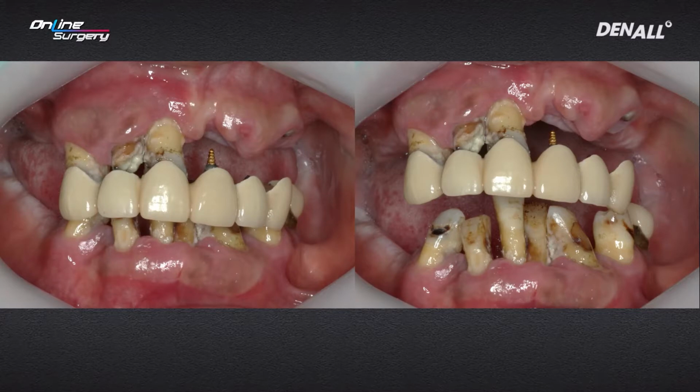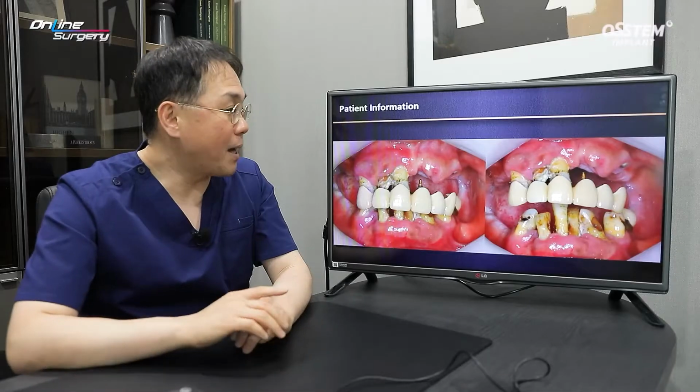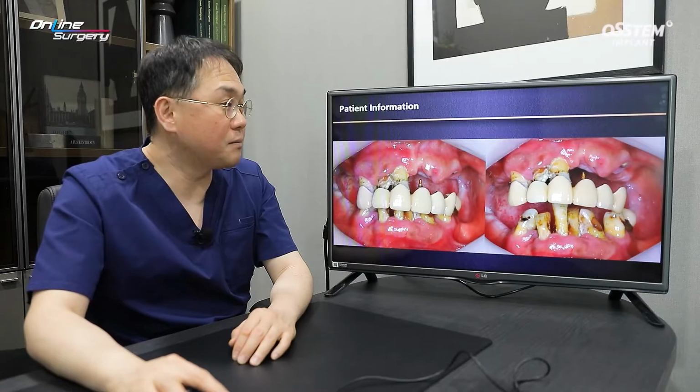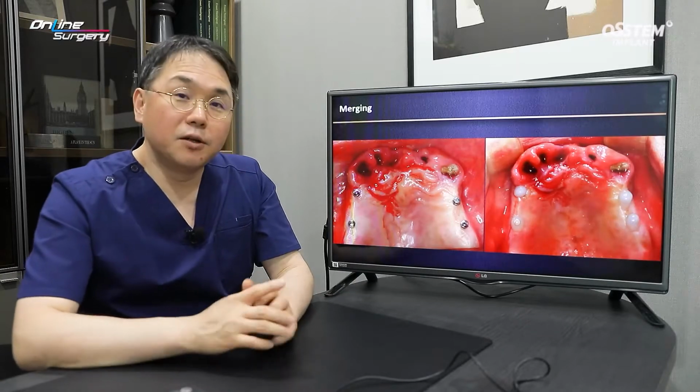Due to very severe periodontal disease, there is very severe mobility in the anterior bridge and pathologic movement can be observed in the lower residual teeth. There's no bite in the posterior area, so there is a deep bite in the anterior area.